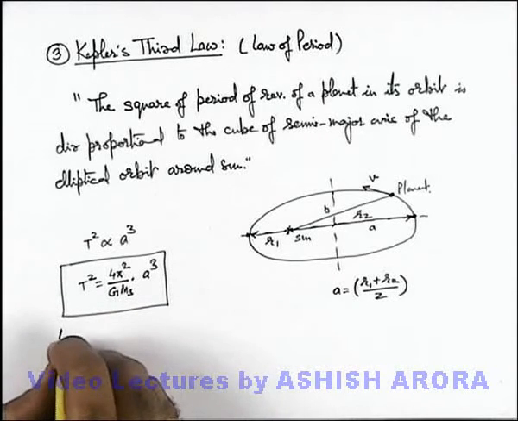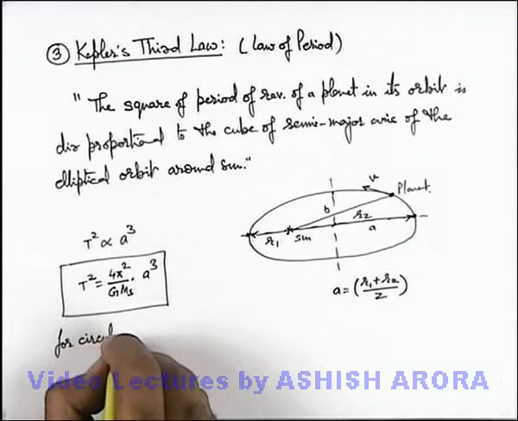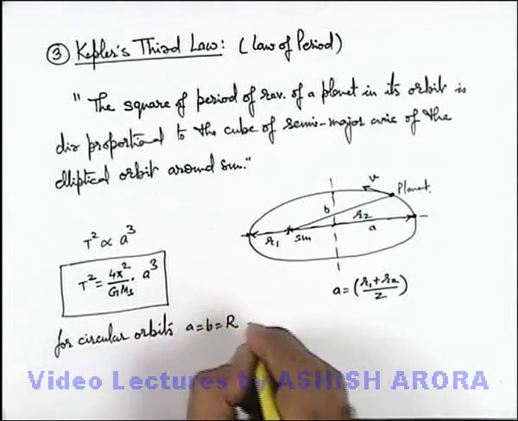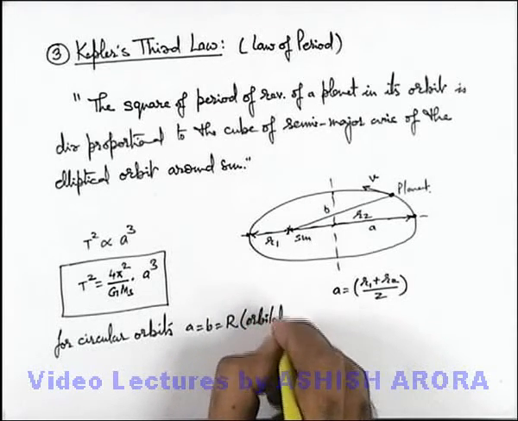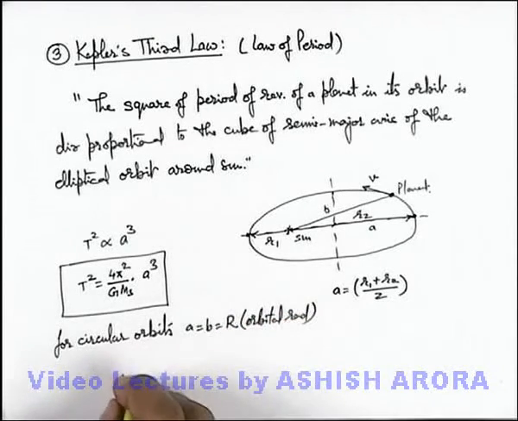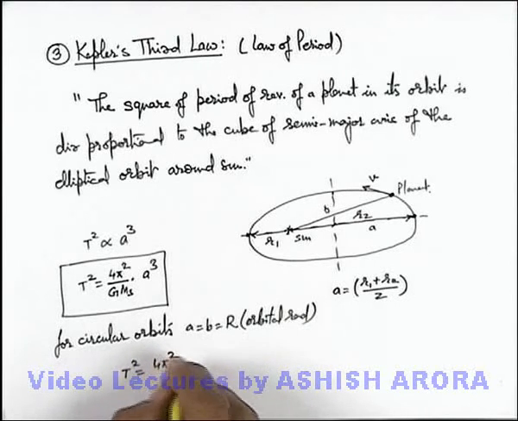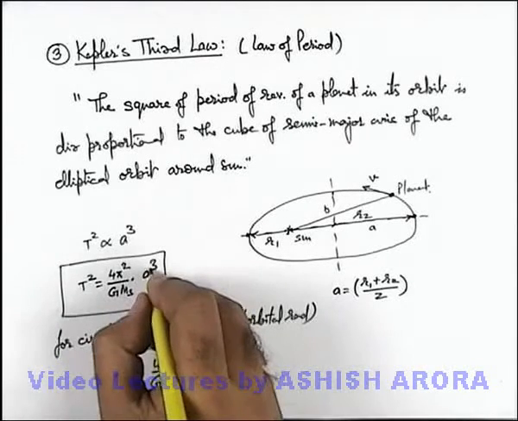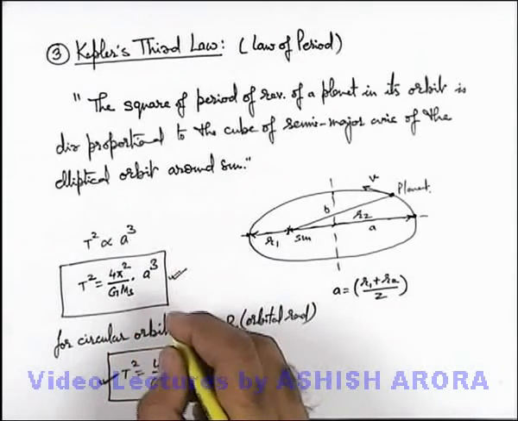And we can directly write for circular orbits A is equal to B is equal to R, which is the orbital radius. So we can directly write that T square is 4 pi square by G Ms multiplied by R cube. If you can recall, in satellite motion we already obtained this. For a satellite, this relation holds. Similarly, for a planet in circular orbit, this can be directly calculated like we have calculated for a satellite. But for an elliptical path, this is a standard relation we need to use.